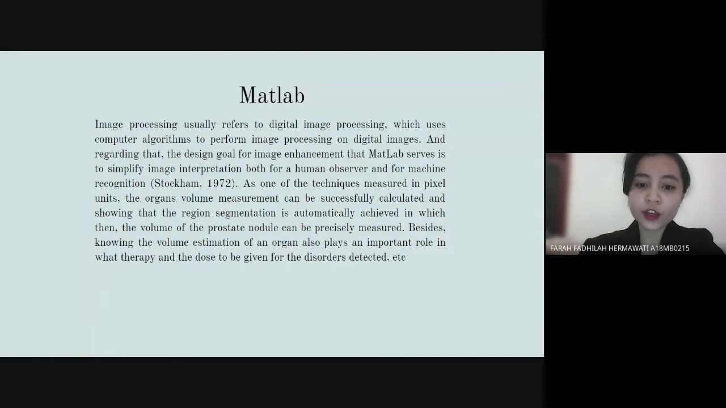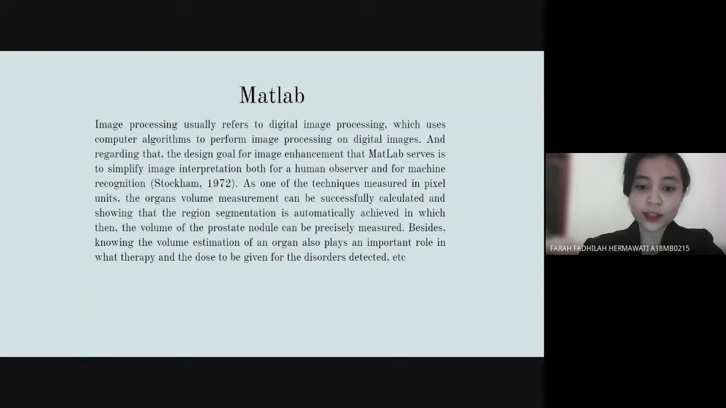Next, the software named MATLAB is used for image processing, which usually refers to digital image processing, using computer algorithms to perform image processing on digital images. The goal of the image enhancement that MATLAB serves is to simplify image interpretation, both for us, the observer, and for machine recognition. Therefore, the organ's volume measurement can be successfully calculated, here the volume of the prostate nodule.